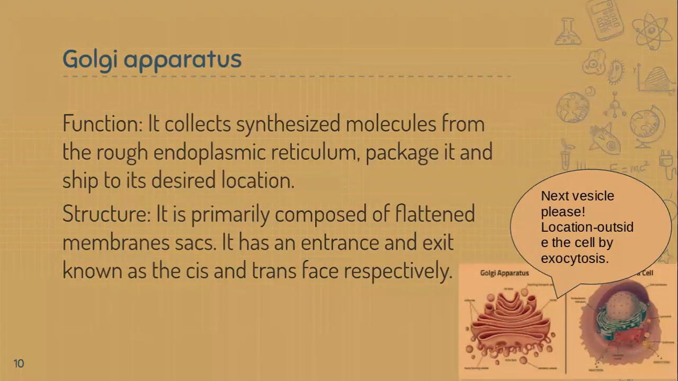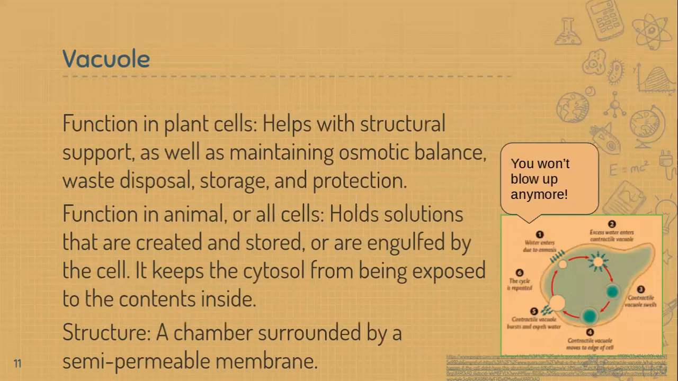Vacuole. The function of the vacuole in plant cells is to help with structural support as well as maintaining osmotic balance, which is the balance of water in and outside the cell. It also helps with waste disposal, storage of different materials and substances, and protection. The function in animals or all cells is to hold solutions that are created and stored or are engulfed by the cell. It keeps the cytosol from being exposed to the contents inside. The structure of the vacuole is a chamber surrounded by a semi-permeable membrane.